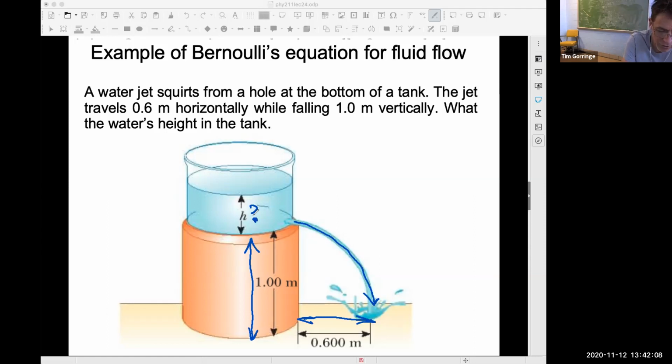So that's an interesting question, right? We're at the fountain. We see how far the water travels from the fountain and we're going to figure out the height of water in the fountain. At the beginning of the course, I would have thought this was an impossibly difficult problem. But now with our understanding of projectile motion and our understanding of fluids and pressure, we're actually going to be able to solve this.